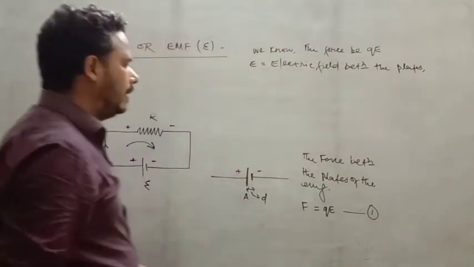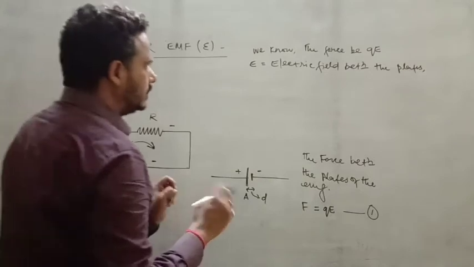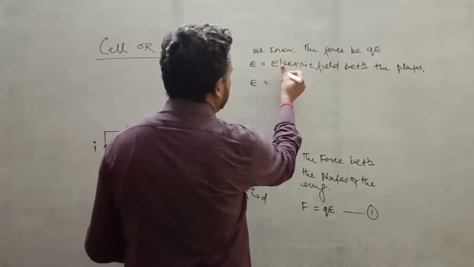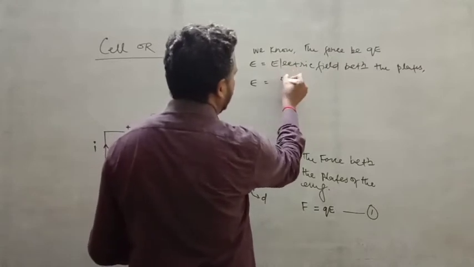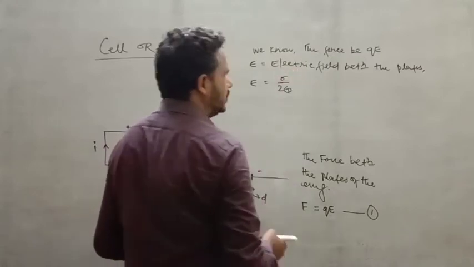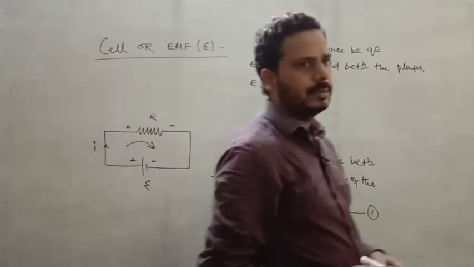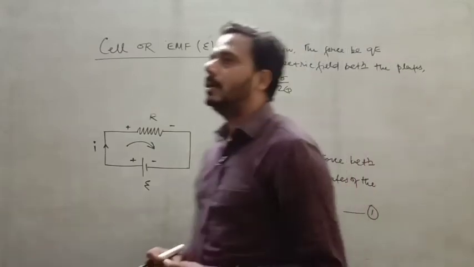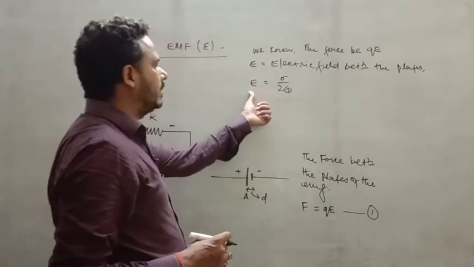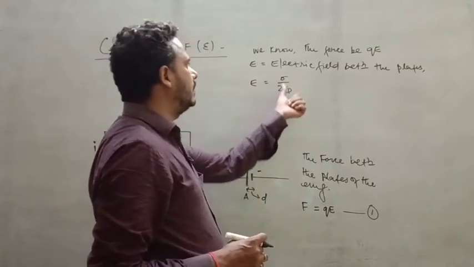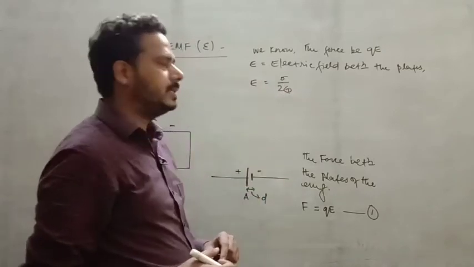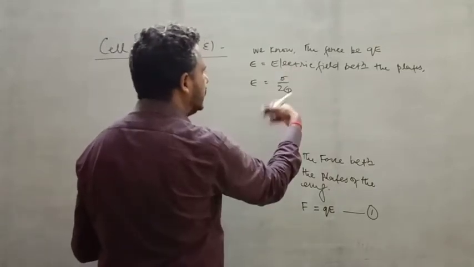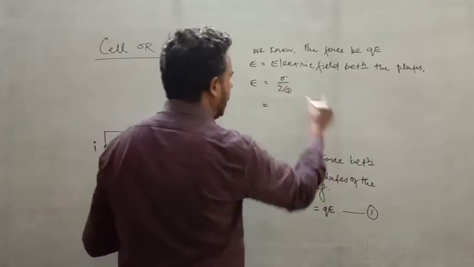Okay, and we know the electric field between the two plates, that is sigma by 2 epsilon naught. We have done this equation in the previous chapter, capacitor. So from there you can take this equation, that the electric field between the two plates would be sigma by 2 epsilon naught. Again you can simplify this if you want, otherwise you just keep it as the next equation.